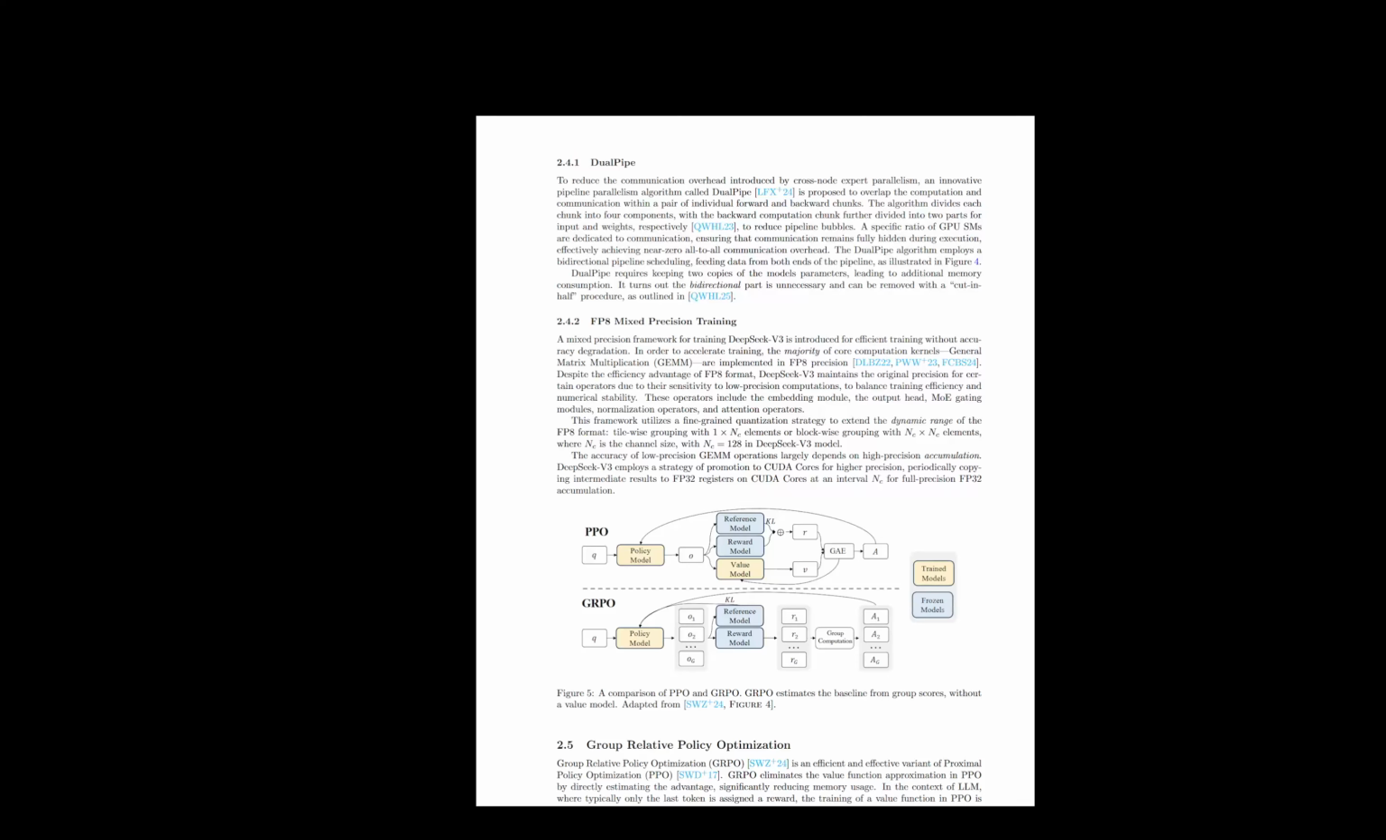The accuracy of low-precision GEMM operations largely depends on high-precision accumulation. DeepSeek v3 employs a strategy of promotion to CUDA cores for higher precision, periodically copying intermediate results to FP32 registers on CUDA cores at an interval NC for full precision FP32 accumulation.